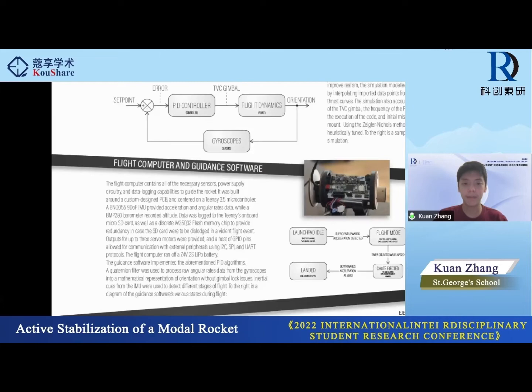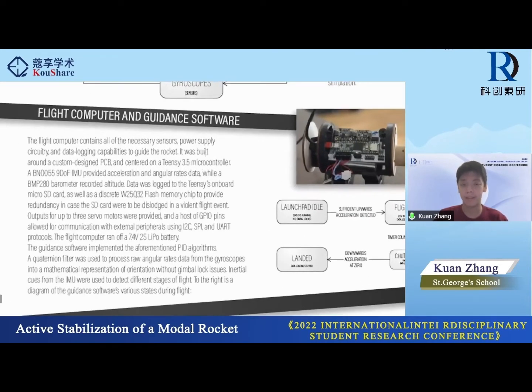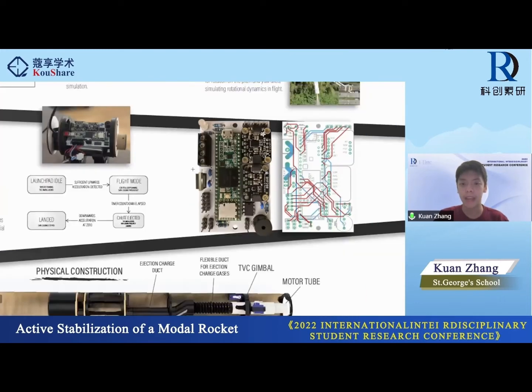Moving on to the flight computer and guidance software, all of the above-mentioned algorithms were implemented as part of the guidance software, which itself was hosted on the flight computer. The computer also contained all of the necessary sensors, power supply circuitry, and data logging capabilities to guide the rocket. It was built around a custom-designed PCB. We have a picture of that here. This is the actual finalized flight computer, and that's a schematic that's laid out in Autodesk Eagle.